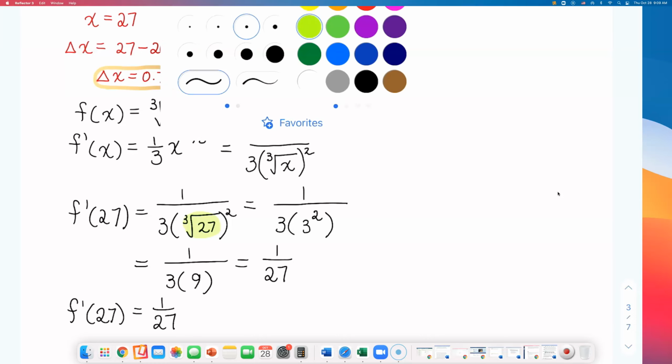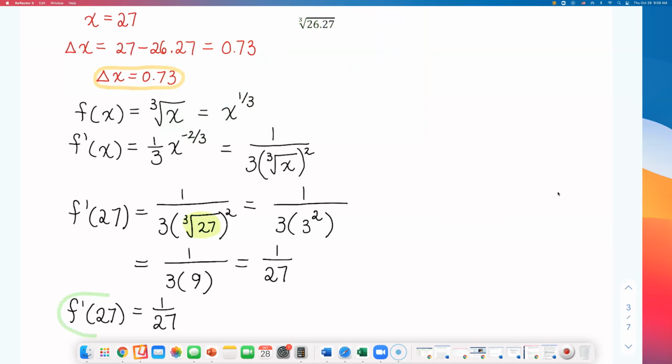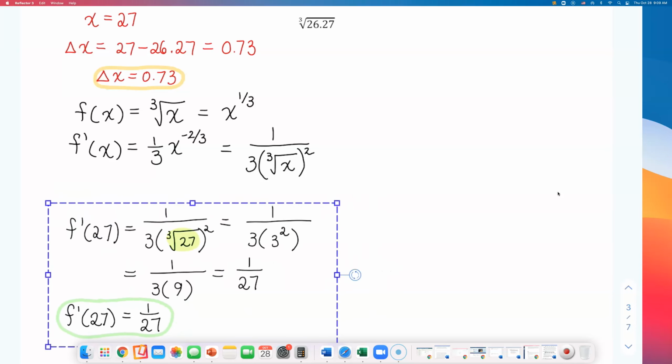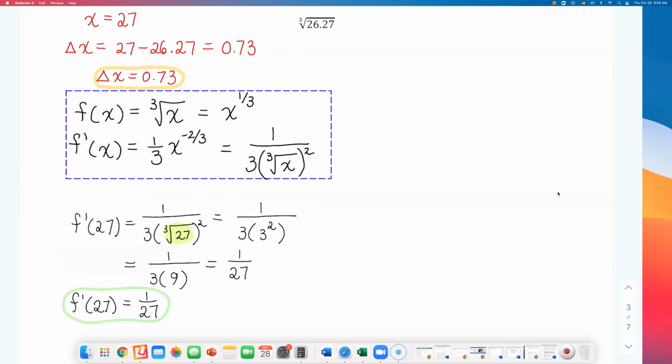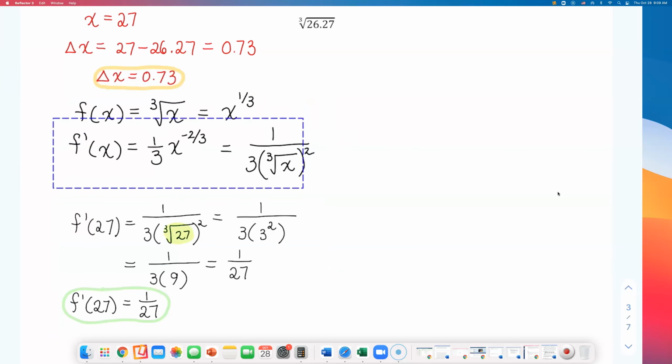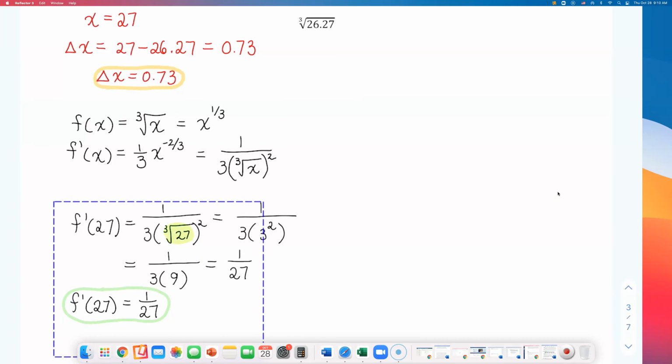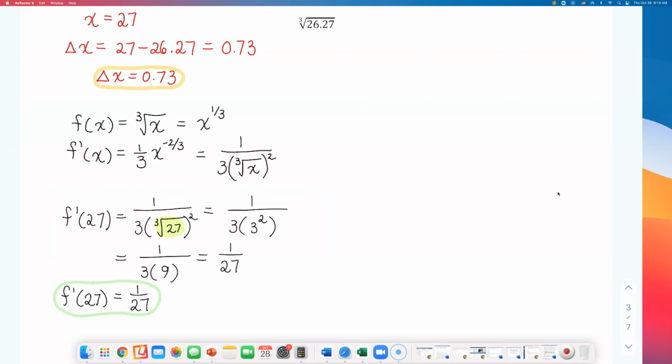Why does it matter? Because this was part of the formula. I need this fraction as my f prime of x. So we have everything. We're ready to find delta y. Just trying to make some room for my final answer. So let's find delta y. Sorry, I keep saying delta x.